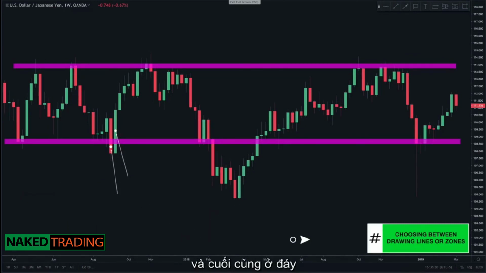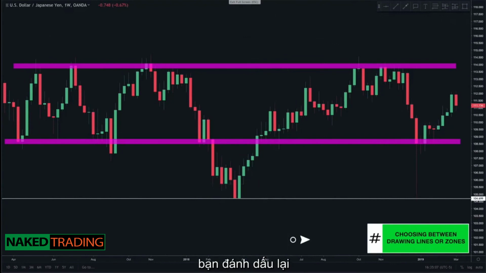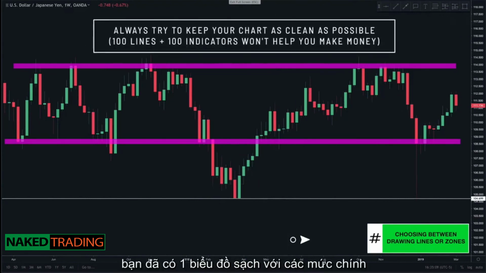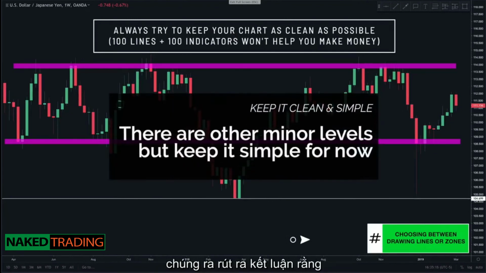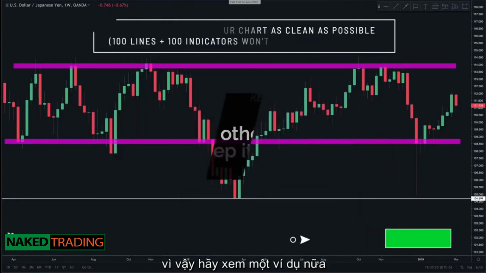And finally, at the very bottom, you have your swing low, and we just draw in a line. So as you can see, you have a nice clean chart with your key levels, not 100 lines. Again, there are other minor levels in between the levels we have drawn, but for the sake of this video, we're keeping it simple. So let's jump to one more example.